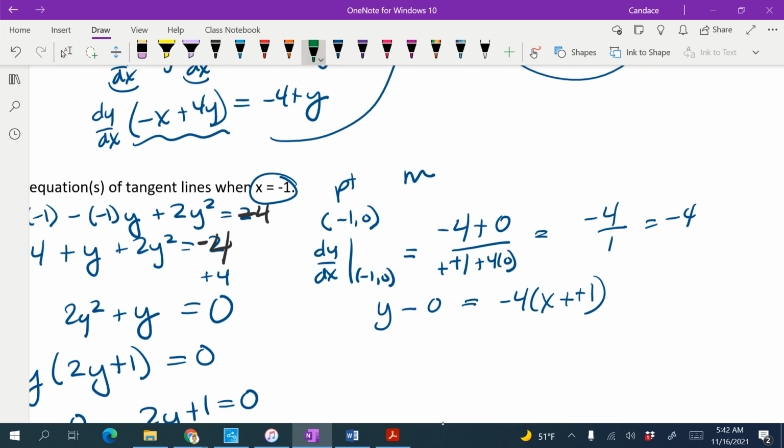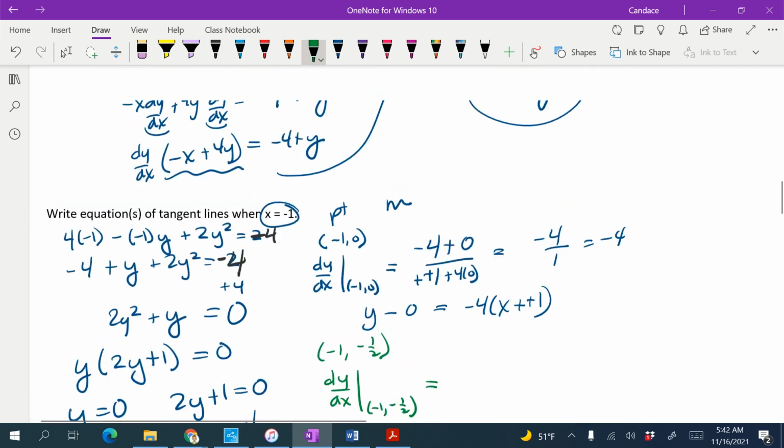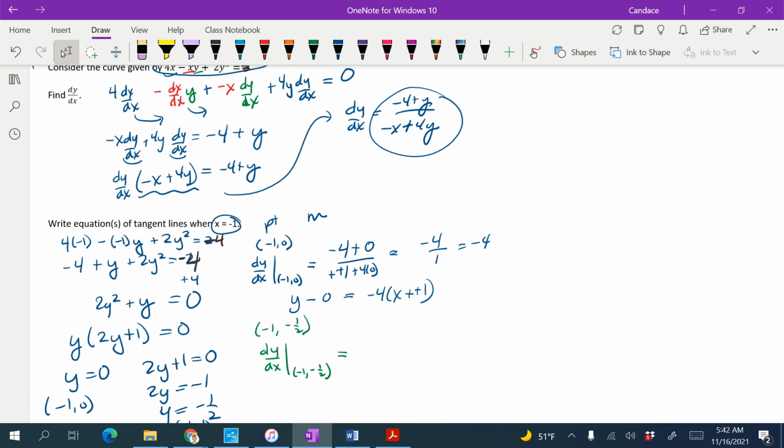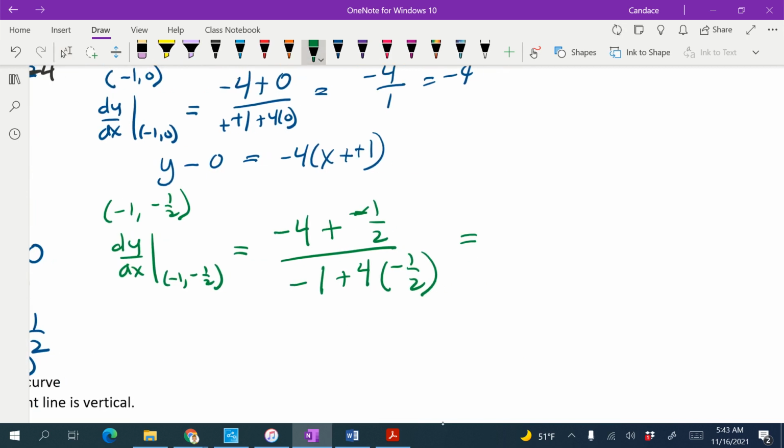All right, let's look at the second equation of the tangent line, which would be for negative 1, negative 1/2. So the derivative evaluated at negative 1, negative 1/2. So I'm going into my derivative right there. So that is negative 4 plus the negative 1/2 for the y over negative 1 plus 4 times negative 1/2. All right, it's just ugly because we've got the fractions. Hopefully we won't do that to you on the quiz.